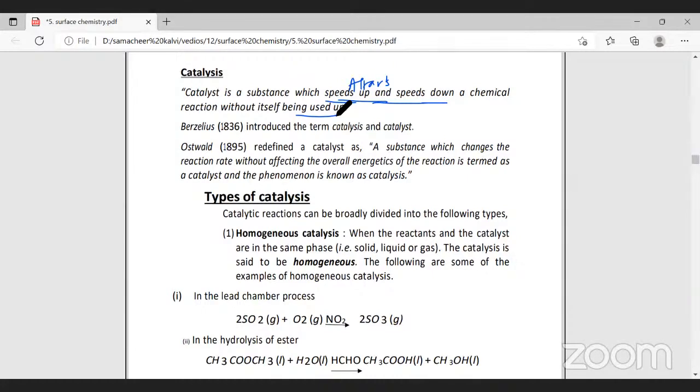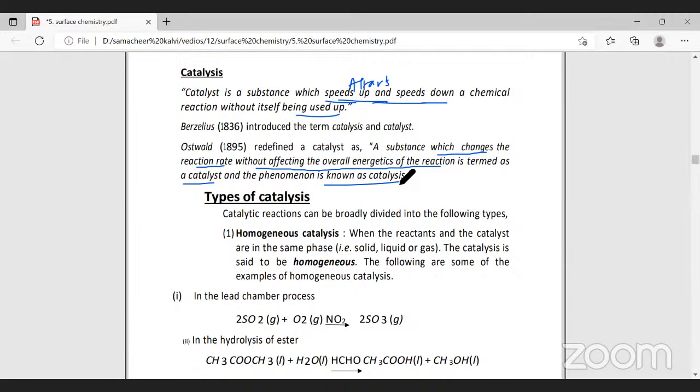Berzelius in 1836 introduced the terms catalysis and catalyst. Ostwald in 1895 redefined the catalyst as a substance which changes the rate of a reaction without affecting the overall energetics of the reaction, and the phenomenon is known as catalysis. So simply, any chemical substance which can either decrease or increase the rate of a reaction can be called a catalyst, and the phenomenon is called catalysis.